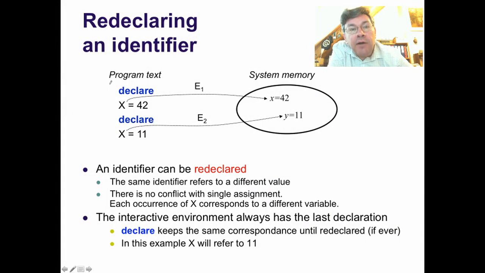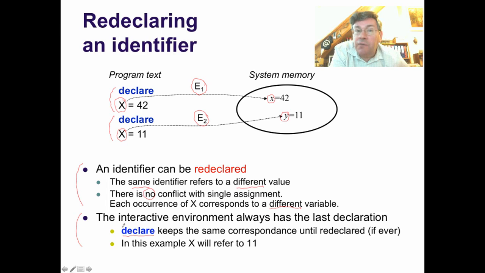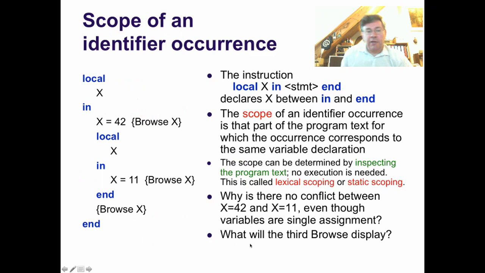So we see that an identifier can be redeclared. We have here the first declaration, which declares identifier x to refer to variable little x through environment E1, and then we redeclare with a second declaration, so the same identifier x refers to the variable little y through another environment E2. So what happens is the same identifier refers to a different value. But there is no conflict with single assignment. The values of the variables do not change because each occurrence of x corresponds to a different variable. The interactive environment, of which the declare is an instruction, will always keep the same correspondence until the identifier is redeclared, if ever. So in this example, after these two declarations, x will refer to 11.